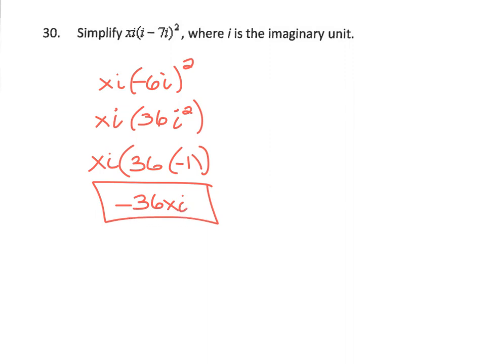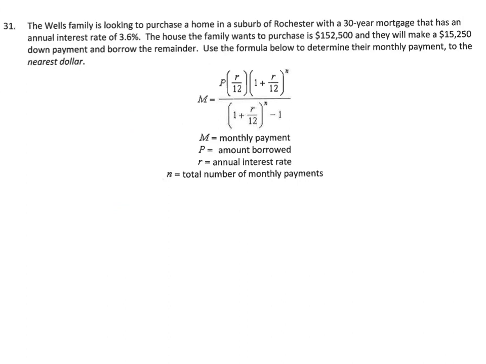and just make sure they match up. Okay, so 31, they give us, it looks like a pretty lengthy formula for a mortgage payment.